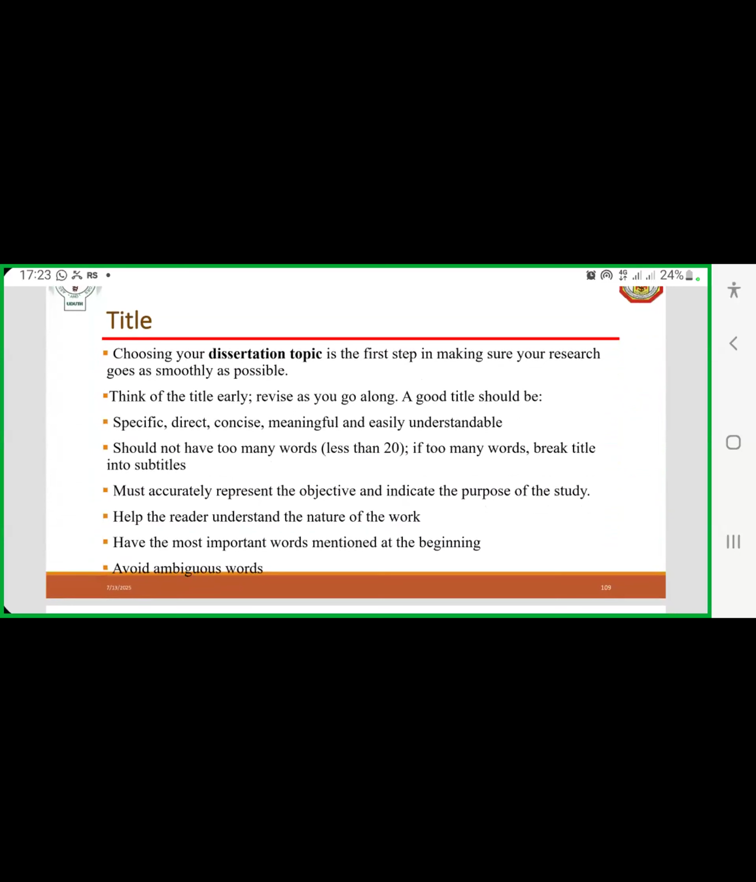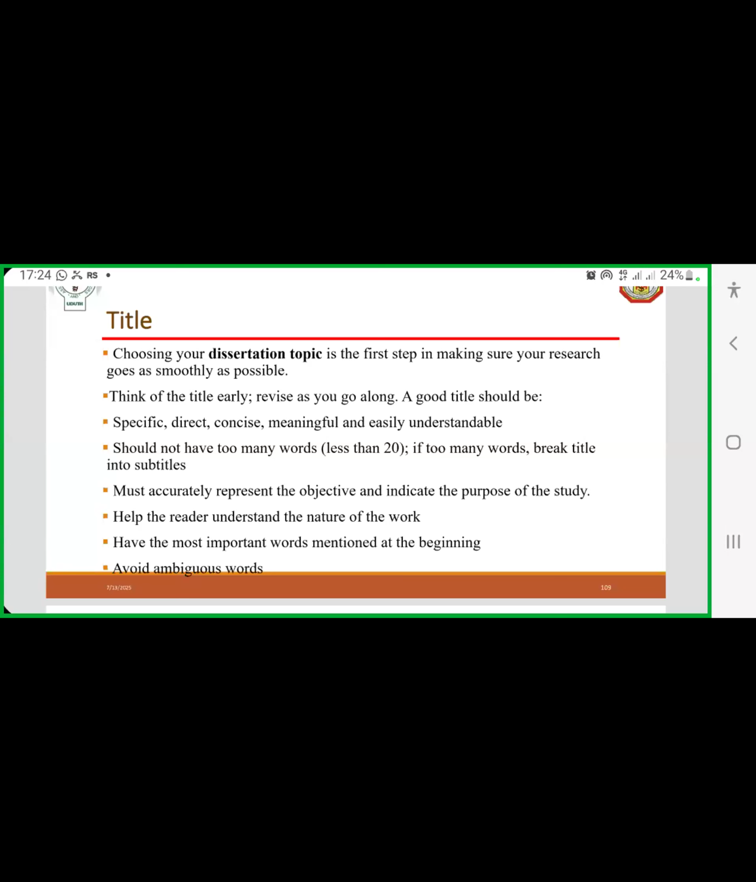So choosing your dissertation topic is the first step. It is the first step in making sure your research goes as smooth as possible. Think of the title early. Revise as you go along. A good title should be specific, direct, concise, meaningful, and easily understandable. That is, you must be specific.